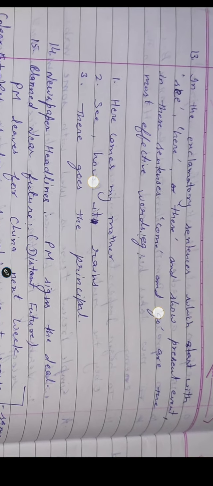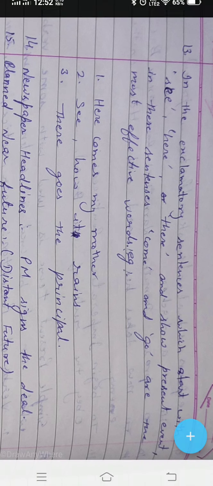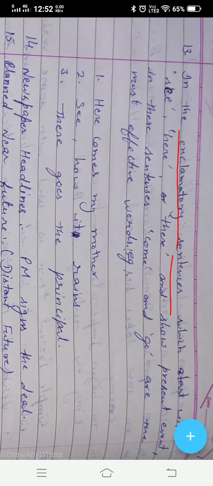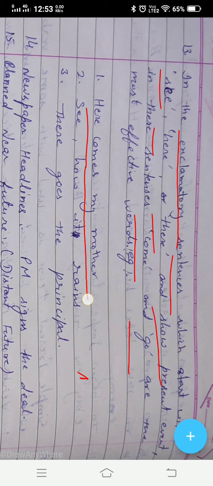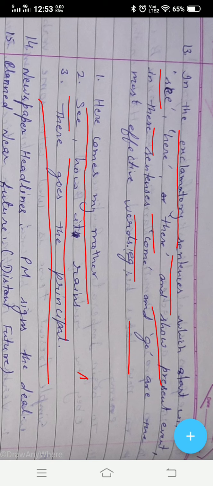So then, in exclamatory sentences which start with see, here, there, showing a present event, come and go are the most effective words. मीन्स इन सेंटेंसेस में हेयर, देयर से शुरू होंगे, सी से शुरू होंगे, एंड हेयर कम्स माई मदर, सी हाउ इट रेन्स, देयर गोज द प्रिंसिपल. इस तरह के सेंटेंसेस में भी हम सिंपल प्रेजेंट टेंस यूज़ करते हैं. Simple present tense means first form, S or ES.